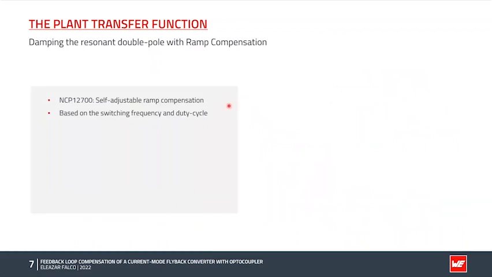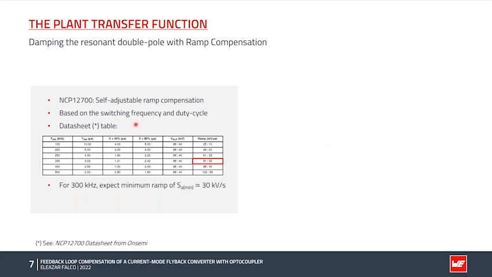The controller used in this design has an internally adjustable compensation ramp whose value is adapted based on the switching frequency and the duty cycle. And here we can see the table from the data sheet. We see that for a switching frequency of 330 kilohertz, the ramp compensation provided is between 81 and 33 kilovolt per second. In our converter, we will have a switching frequency of 300 kilohertz, and we will expect a minimum ramp of around 30 kilovolt per second.